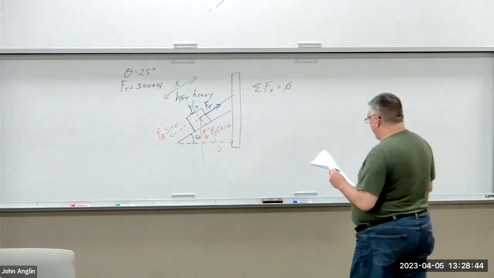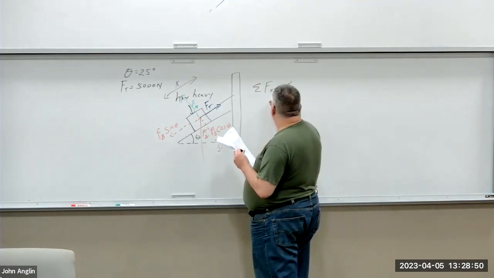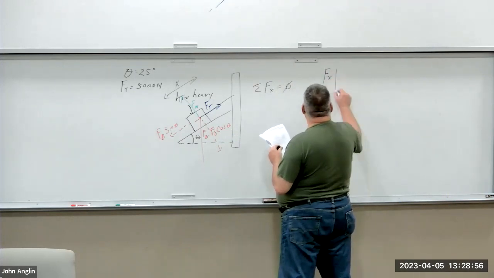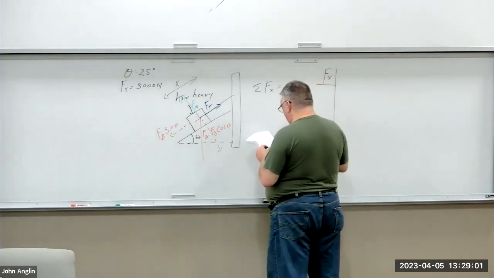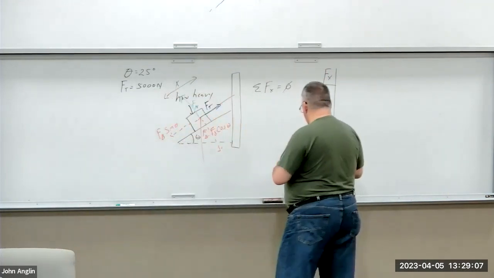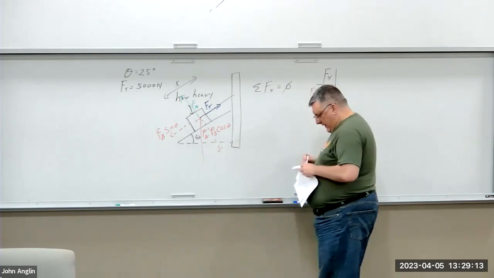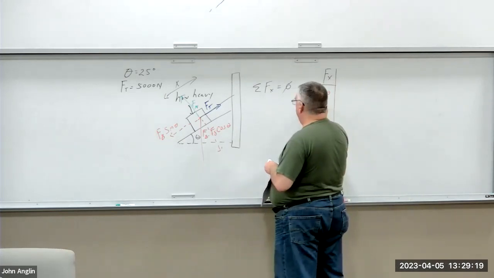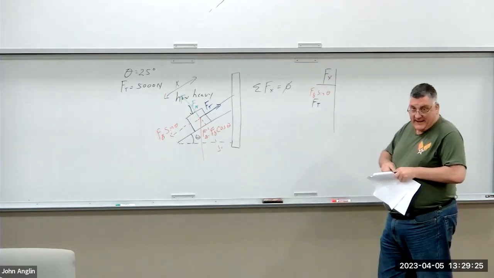So let's find out what forces we have in the x direction. Well, we can make a table of forces in the x direction. That's got to be our FG sine theta. And we also have the tension force, the only other thing acting in the x direction.